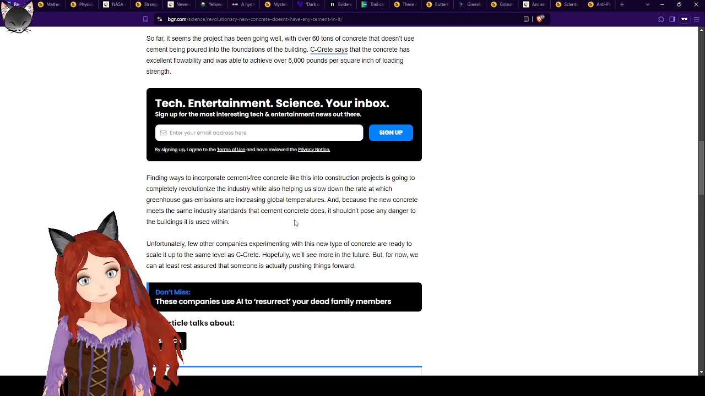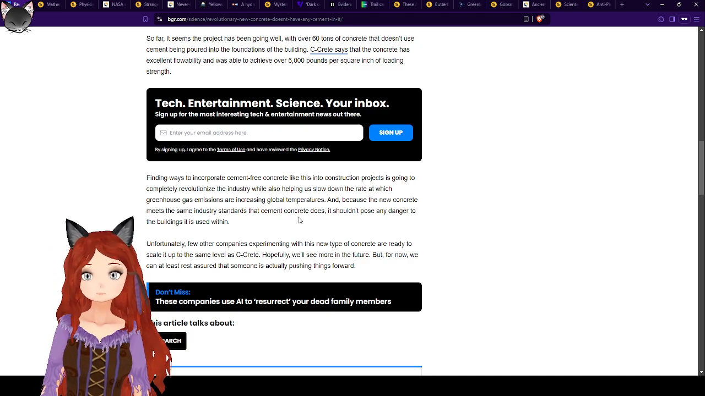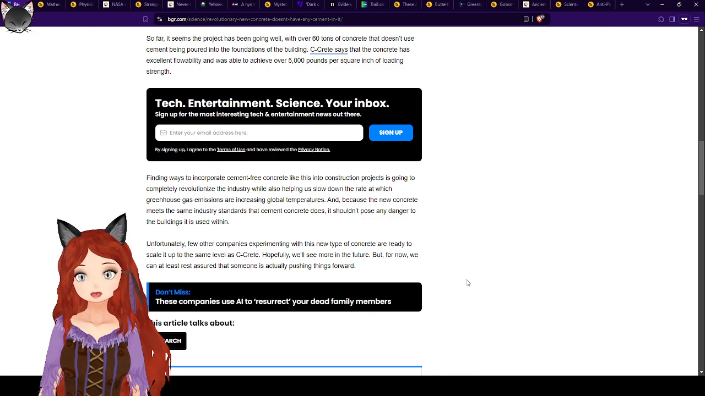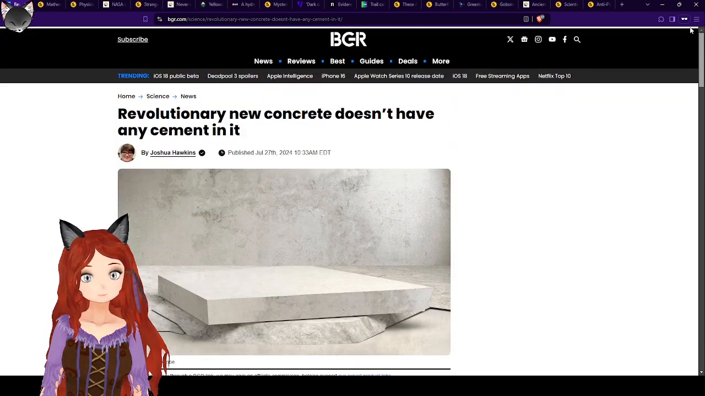Unfortunately, few other companies experimenting with this new type of concrete are ready to scale it up to the same level as Ccrete. However, we'll see more in the future. But for now, we can at least rest assured that someone's actually pushing things forward. Yeah. That's kind of interesting, though.